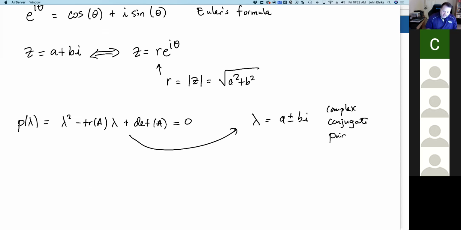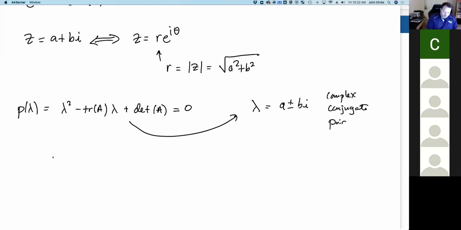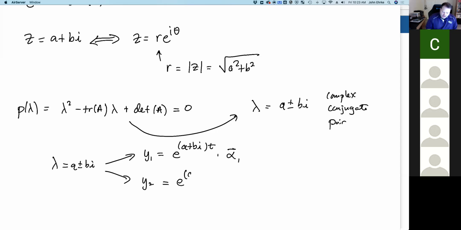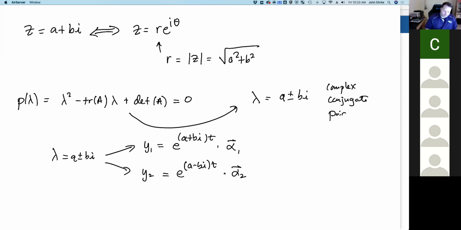And what we've done in the past is we've said, okay, if lambda is a plus or minus bi, then there are two possible solutions here. There's, I'll call it y1, which is e to the a plus bi times t times some eigenvector alpha 1, and then y2, which would be e to the a minus bi times t times some eigenvector alpha 2. But both of those solutions are complex.